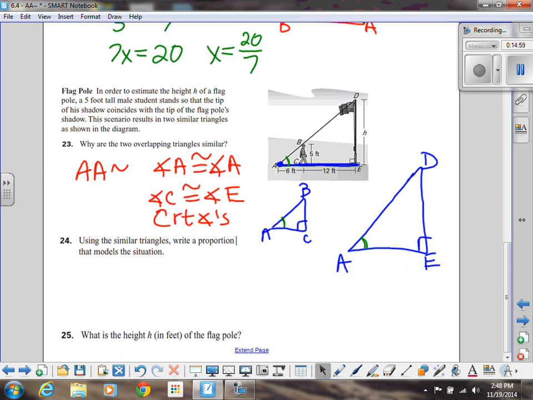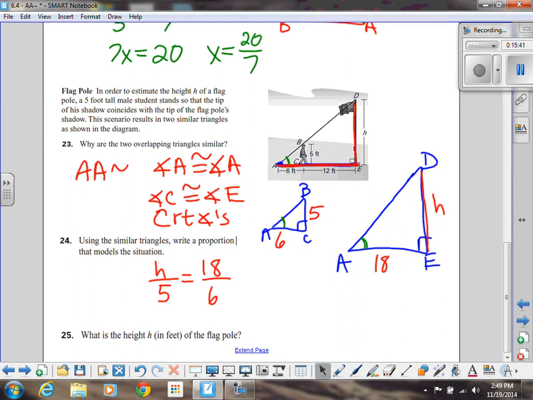So now we're going to use these triangles to write a proportion that models this situation. So here's where we're going to fill in the feet that we know. So this side right here, that guy's shadow is 6 feet long, and the guy is 5 feet tall. And then for the larger triangle, the flagpole shadow, that whole thing along the ground, that's a total of 18 feet. We added 6 plus 12, and then we don't know how high the flagpole is. That's why they mark that with H. So I'm going to put H over there. So if we create a proportion, we're going to say H corresponds with 5, and 18 corresponds with 6.